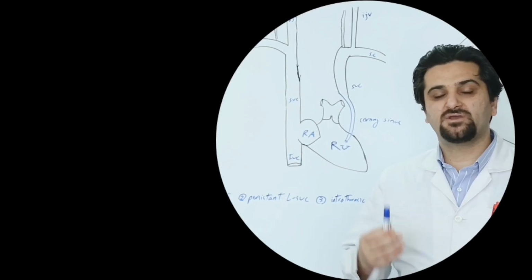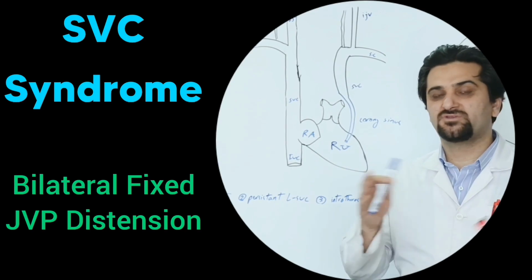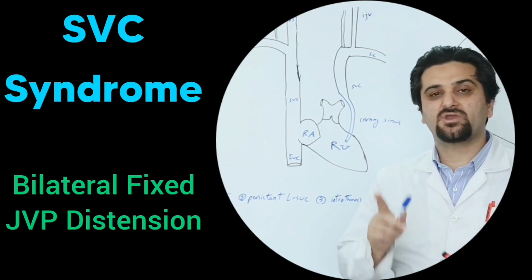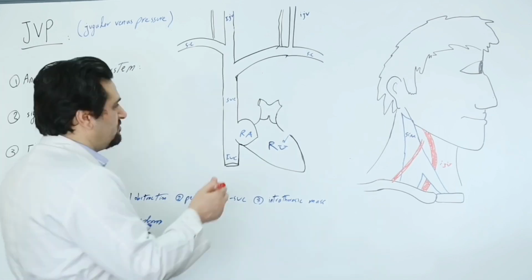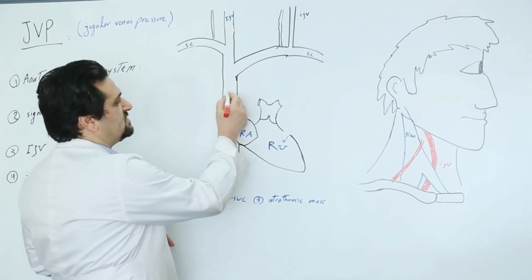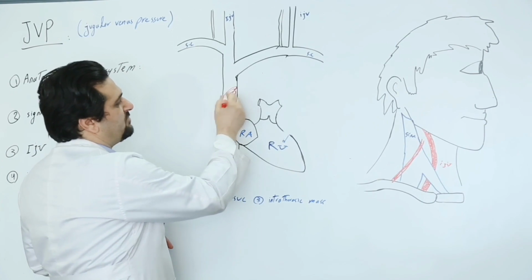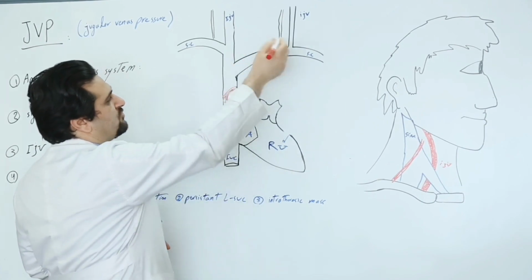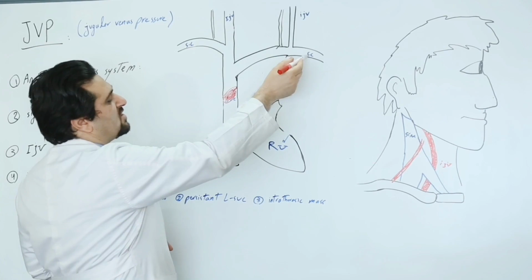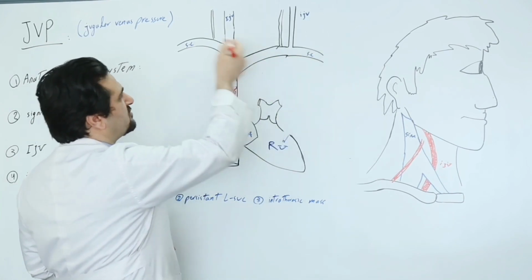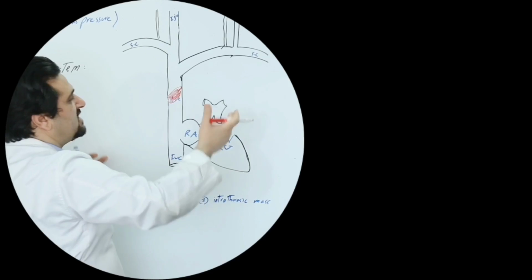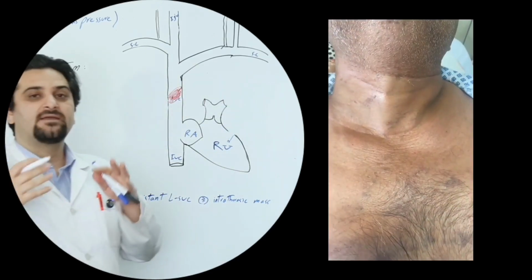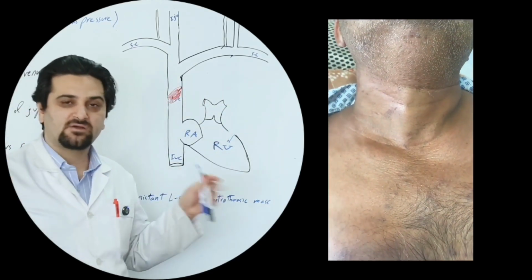If we have jugular vein distension without pulsation and it is bilateral, we call it SVC syndrome. In SVC syndrome, there is an obstruction in the SVC itself. Therefore, it causes all the proximal vessels to it, that is, the right and left subclavian and the right and left jugular veins, to become distended. This means that we actually see swelling in the head and face and in the arms.